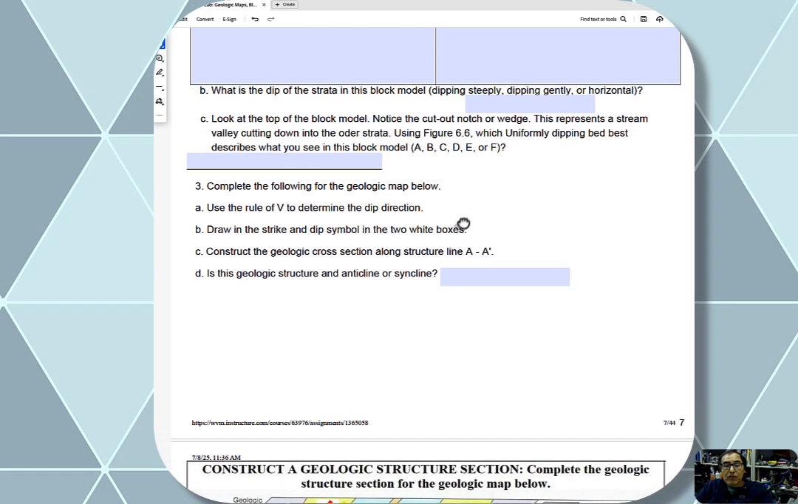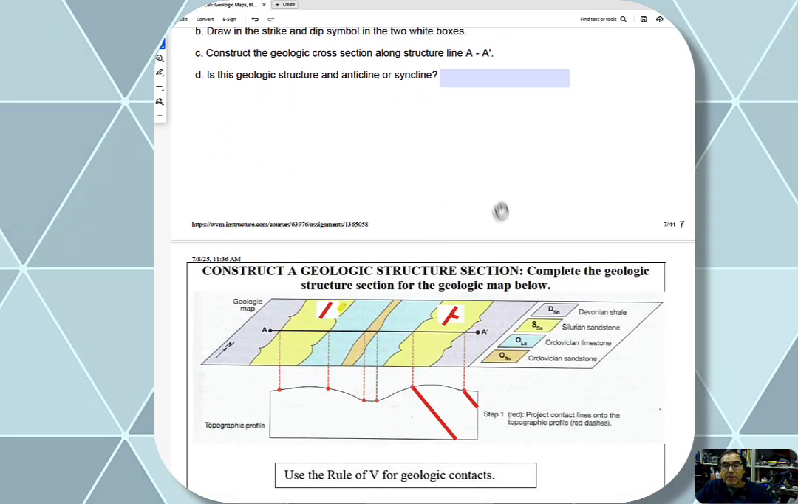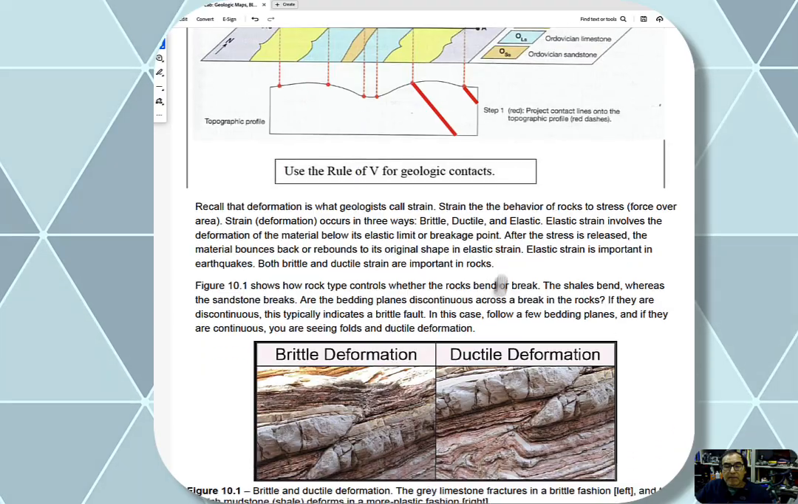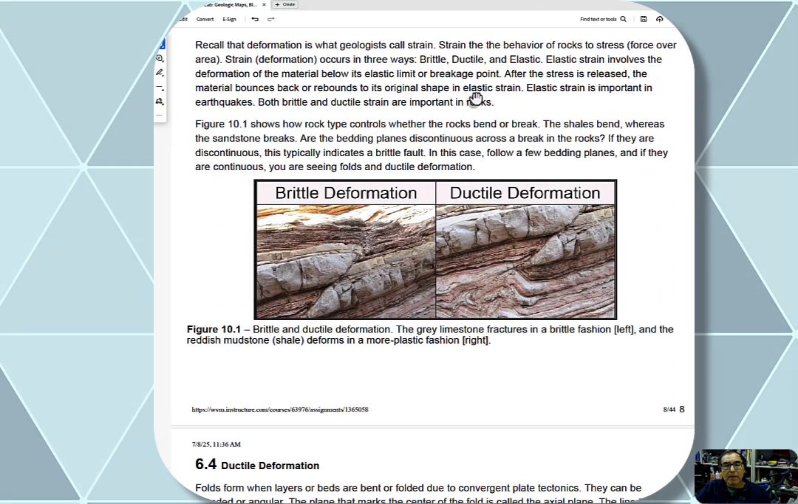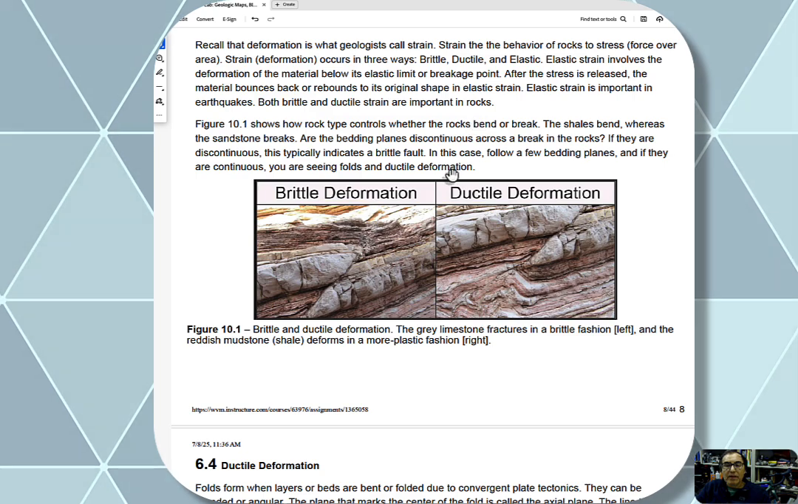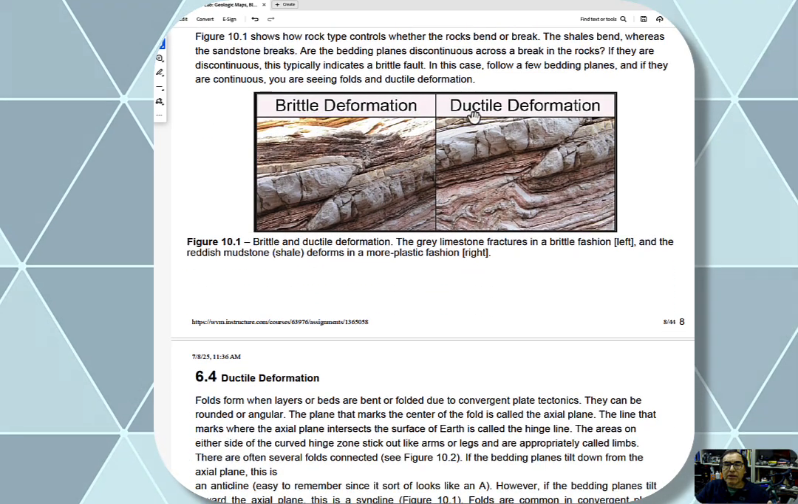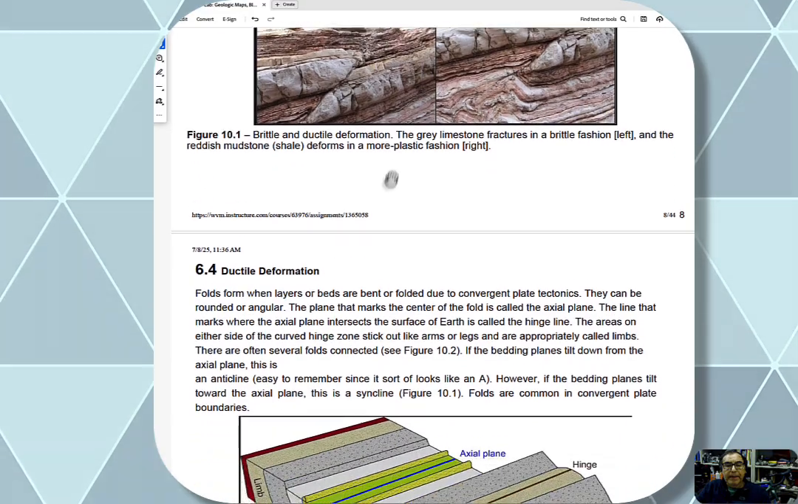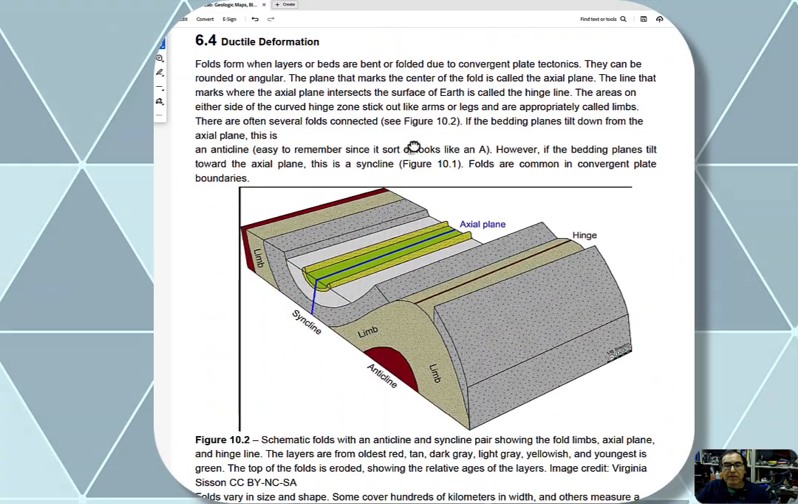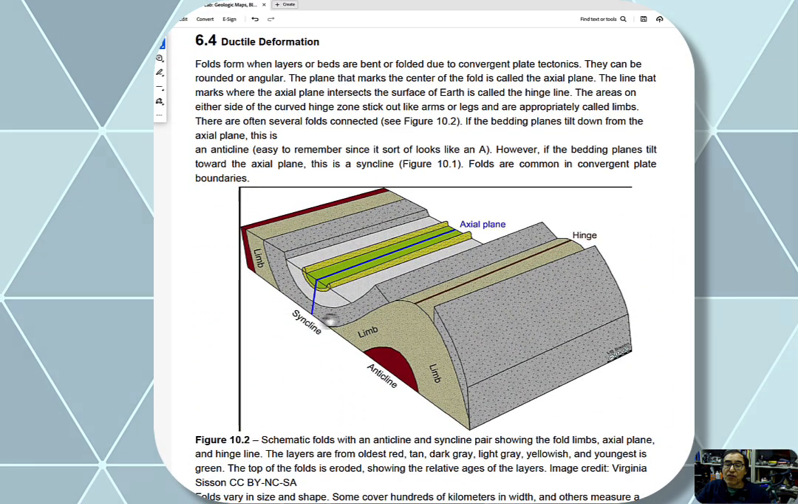And then this question 3 is you're completing this, and we've already done that already. So that's kind of finishing off there. Then I do this in lecture about stress and strain. So two types of strain here are brittle and ductile deformation. Know the difference between those. And then here for ductile deformation, it's going to result in this folding.